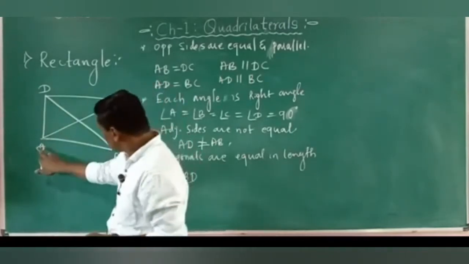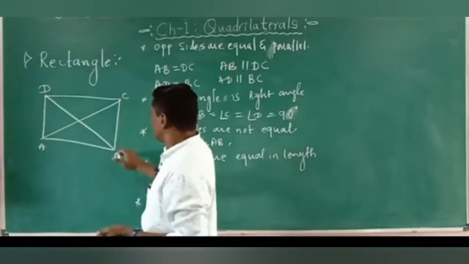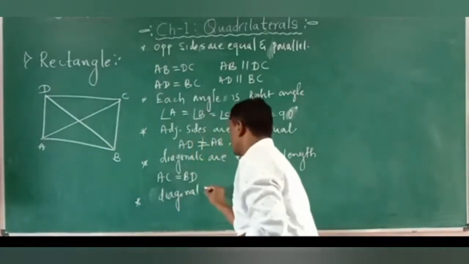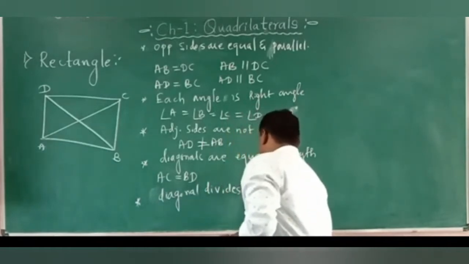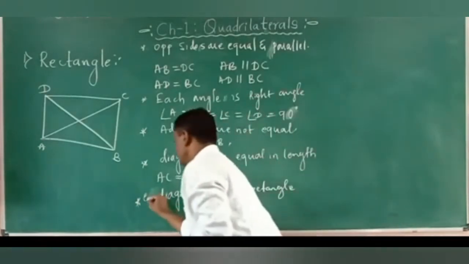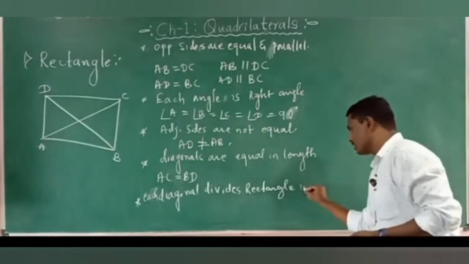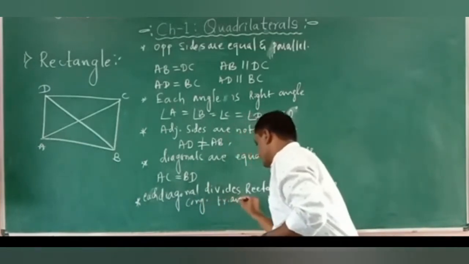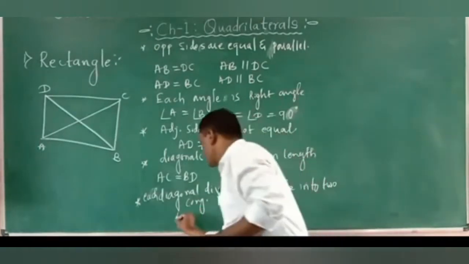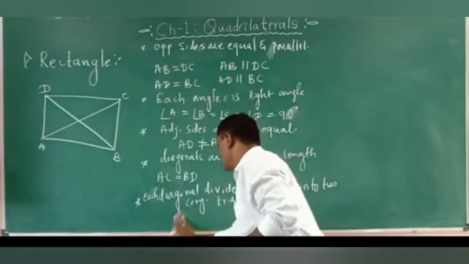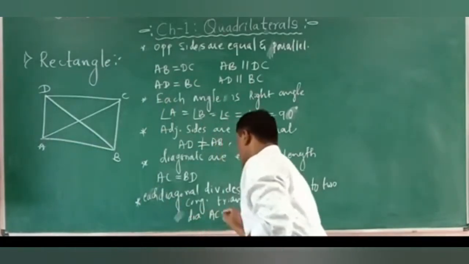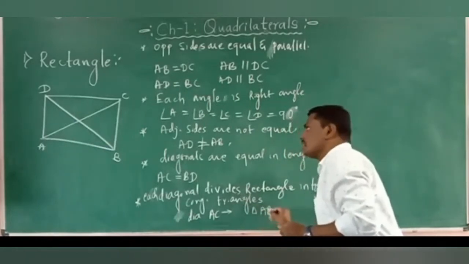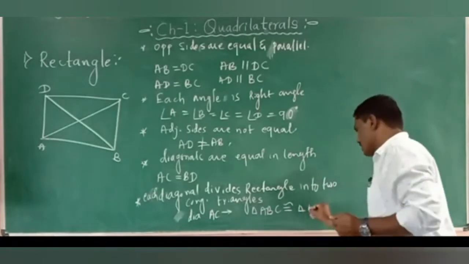So what are the two triangles? Triangle ABD and triangle BCD. So each diagonal divides the rectangle into two congruent triangles. Right? So what are the two congruent triangles here? If I take AC as a diagonal, that diagonal divides the rectangle into two congruent triangles. Triangle ABC is congruent to the second triangle ADC.